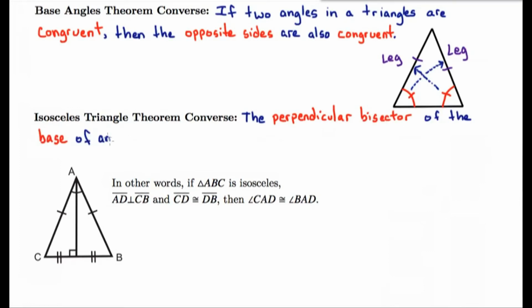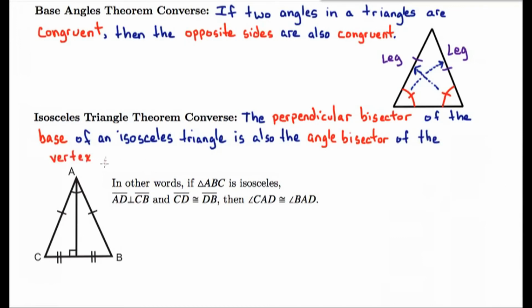The isosceles triangle theorem converse. The perpendicular bisector of the base of an isosceles triangle is also the angle bisector of the vertex angle. So we're just stating the converse of the previous theorem.